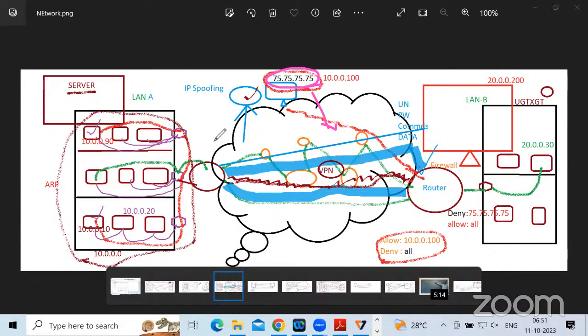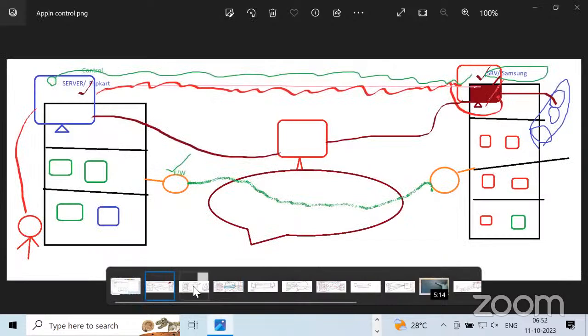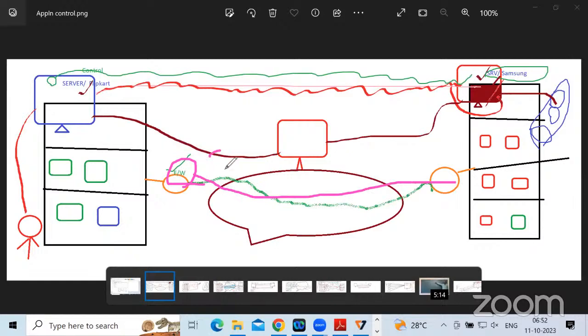Now, to overcome this, we will install a firewall here. So firewall. Now, this firewall will filter the data. Any traffic which is coming from here, it will ask the question whether you are a genuine customer, a genuine user. Then it will be permitted. Otherwise, not.